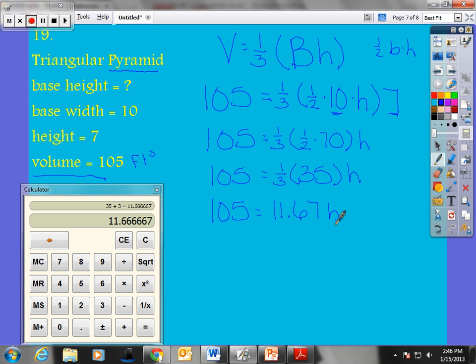times h. Okay, now this should look like a problem that we did probably in chapter 3 with rational and irrational numbers and putting them in equations. I just divide both sides by 11 and 67 hundredths.